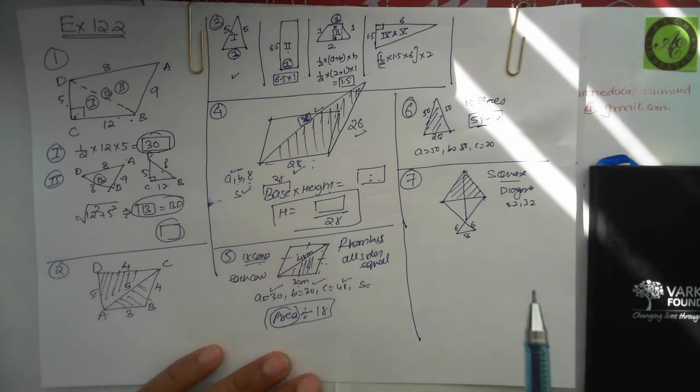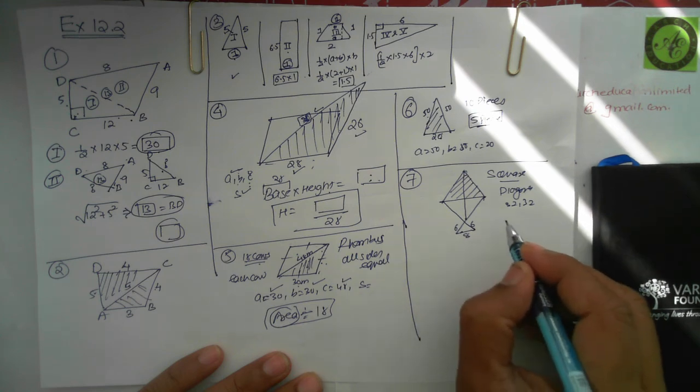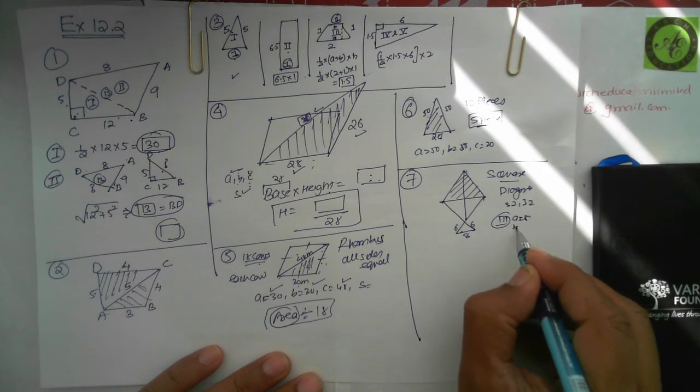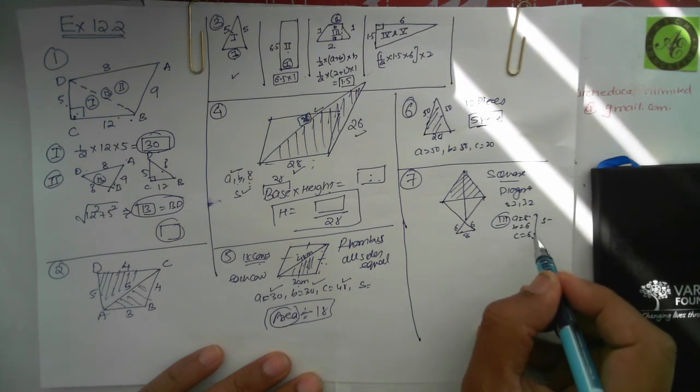Okay, question 7, part 3 is straightforward. It's a triangle with A, B and C. So for part 3 you will be using A as 8, B as 6, C as 6. You're going to use Heron's formula, find S and use Heron's formula to find the area.